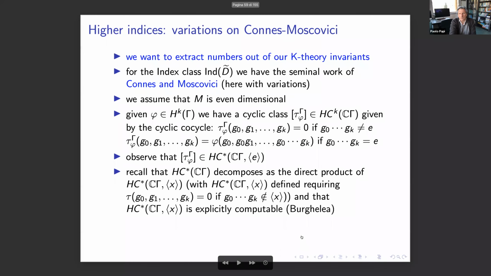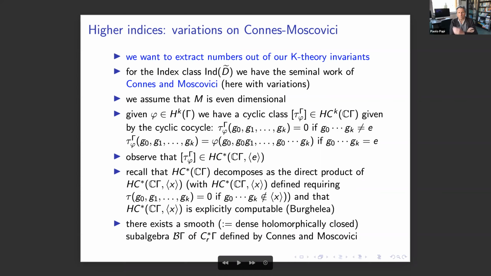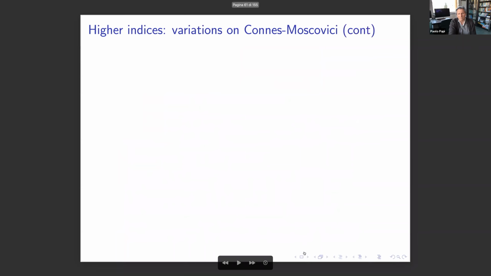And so, as I said, this is explicitly computable as a matter of fact. Now, Connes and Moscovici define a smooth, namely a dense, holomorphically closed subalgebra of the C-star algebra of Gamma, the reduced C-star algebra. And this you can do for any Gamma, any finitely generated Gamma. I mean, you don't need any additional hypothesis here.